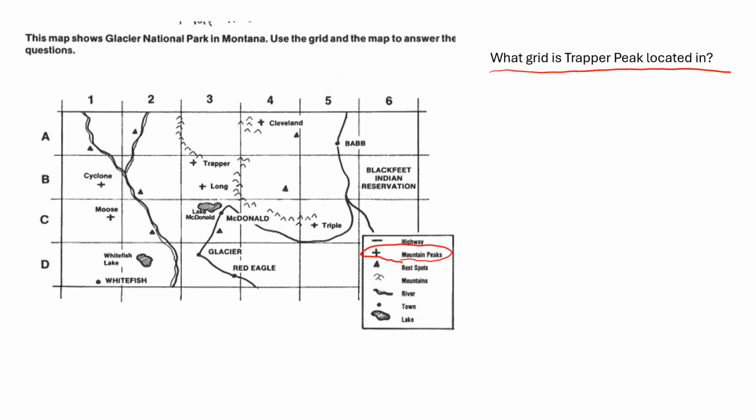Question number 3. Is there a rest spot in B2? Go back to your grid, find out what a rest spot symbol is. Is there a rest spot in B2? The whole square. Next question. What grid is the city of Bab located in? The city of Bab. Go back to my grid here. A town or city is a dot. Find the city of Bab and tell me what grid is the city of Bab located in.